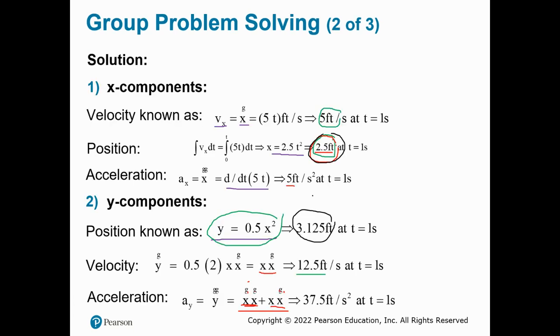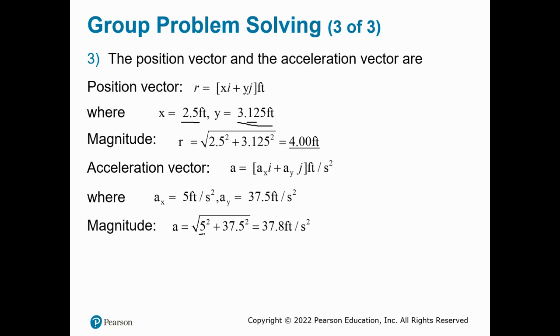And then the acceleration, same thing. We're referring to the x component of the acceleration, 5 feet per second squared, and also the y component, 37.5. Putting these two together, 5 on the x and 37.5 on the y, gives me the acceleration. If I'm looking for the magnitude, you take the x component squared plus the y component squared and then take the square root. That will give me the overall magnitude.